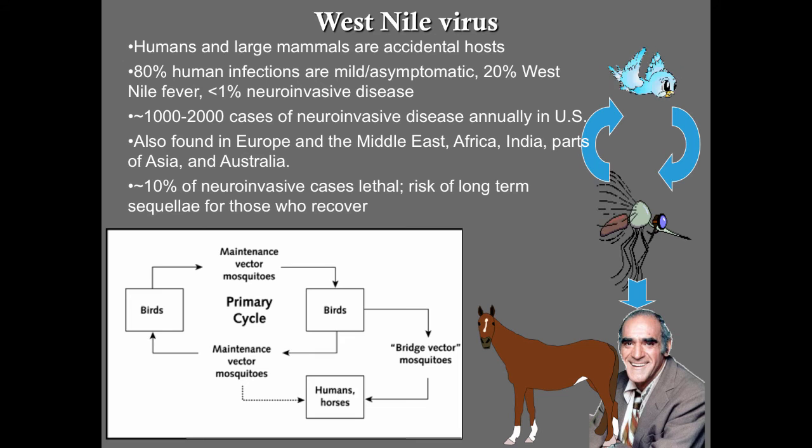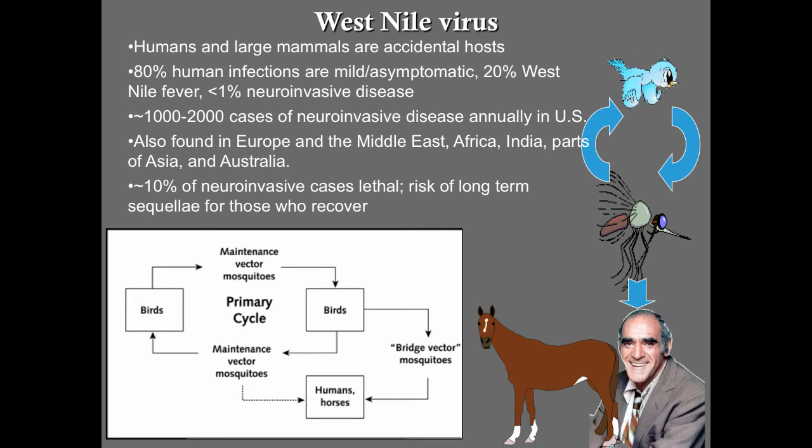And although probably only 10% of these cases are fatal, that's still bad enough, and the risk of long-term consequences from this type of encephalitis is pretty high. So any incidence of neuroinvasive West Nile disease is something to be concerned about. Also shown here, it was recognized that similar things happen in horses for some reason. So horses are also subject to West Nile disease.